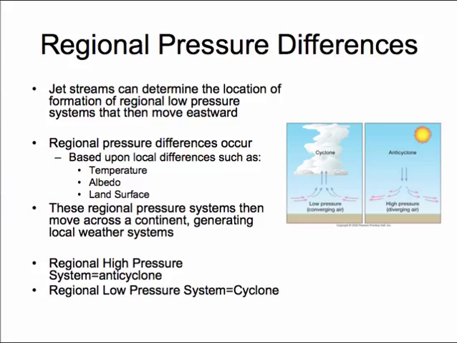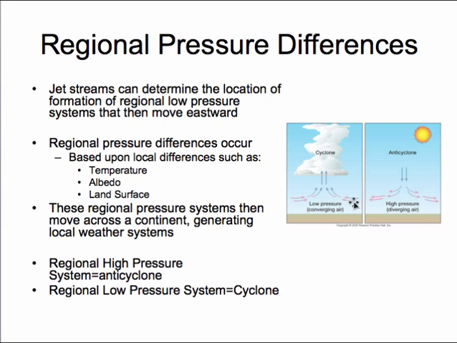A regional high pressure system is known as an anticyclone, and a regional low pressure system is known as a cyclone. So an anticyclone means that the air is sinking. So it's an area of high pressure as the air sinks down, and you have diverging air. Notice that this is a clear day. High pressure systems give us nice weather. So the air is sinking, therefore there's no cloud formation.